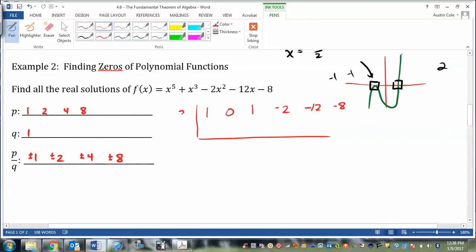And let's try 2. So I bring down my 1. I'll just say it doesn't matter if we do -1 or 2 right now. So bring down my 1, multiply to get 2, add to get 2, multiply to get 4, add to get 5, multiply to get 10, add to get 8, multiply to get 16, add to get 4, multiply to get 8, add to get 0.